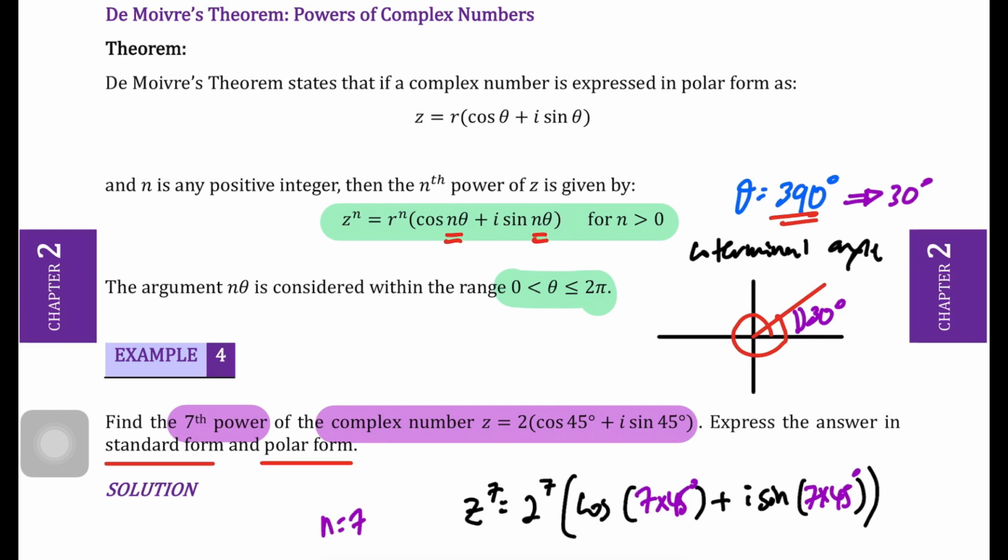However, you need to do a bit of adjustment. For your angle theta, you need to multiply n, and your n here must be more than 0. And the argument n theta is considered within the range of 0 until 2 pi. What happens if you have more? For example, you have 390 degree. This is more than 2 pi, more than 360 degree.